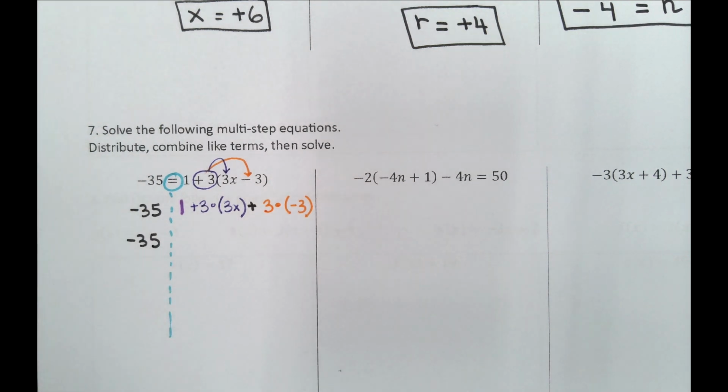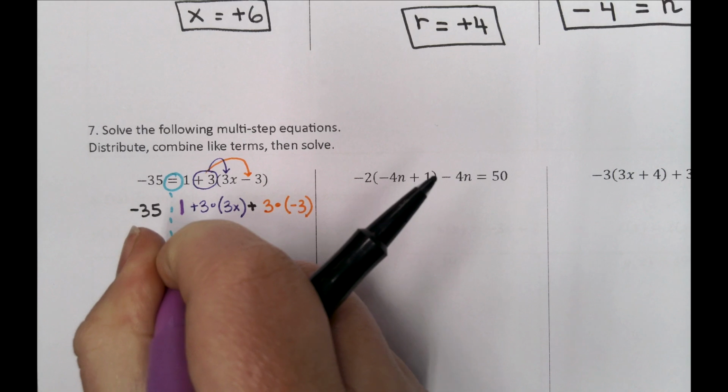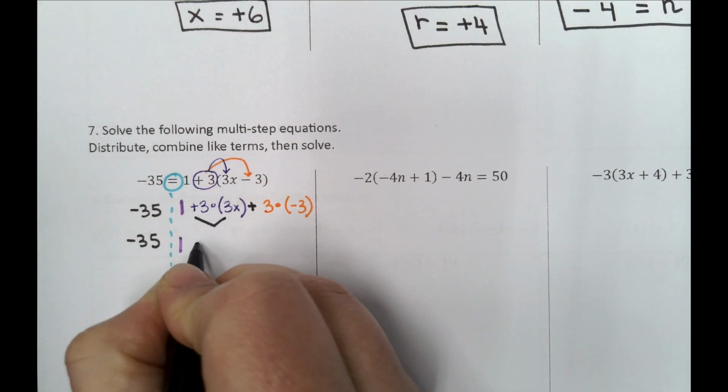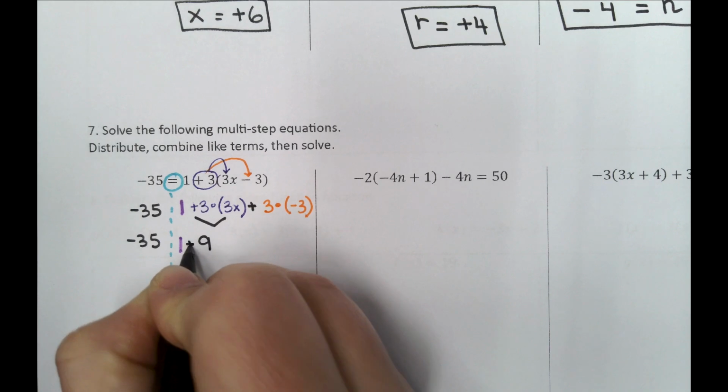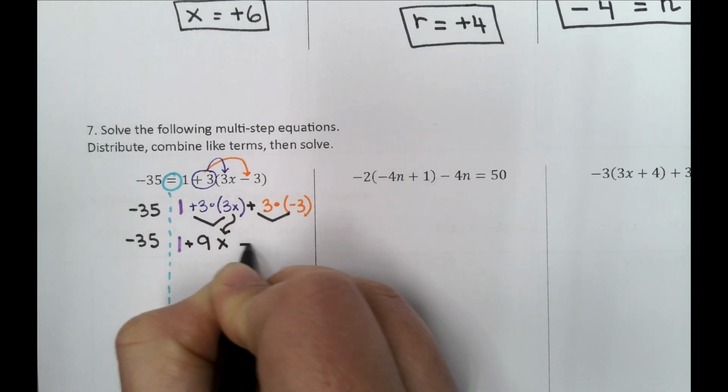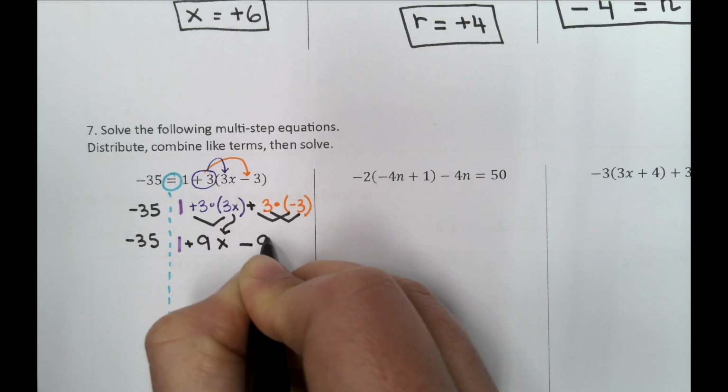Here, again, don't worry about that 1 in the beginning. It's just there for right now. We have to deal with our distributive property first. 3 times 3 is 9 with an x. Positive negative gives us a negative. 3 times 3 is 9.